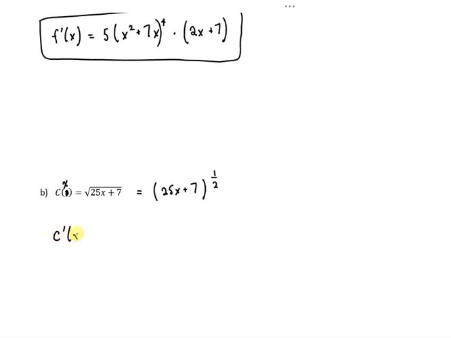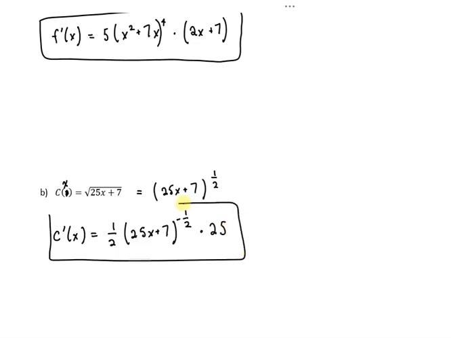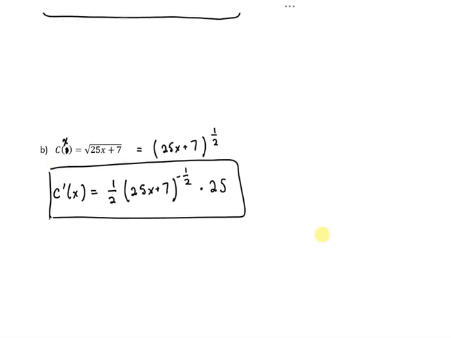I've got c prime of x. I'm going to ignore the box and write 1/2 times 25x plus 7 to the negative 1/2. Then I'm going to take the derivative of the inside, so that's just 25. I'm going to not simplify. If I were going to simplify, I would get 25 over 2 square root of 25x plus 7. But there's no point doing something that takes time and introduces extra error into your work.